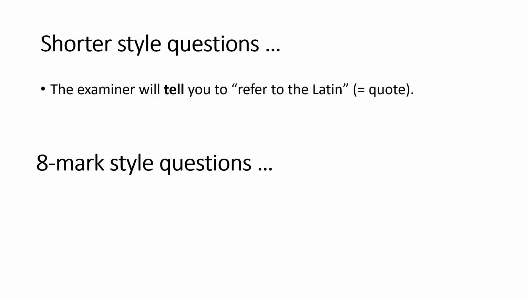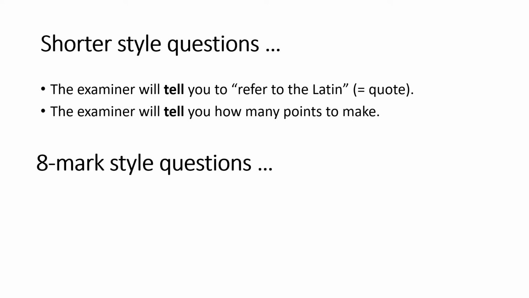As you probably know, in the GCSE exam there will be shorter answer style questions, usually worth 4 marks, and they will indicate to you that you must refer to the Latin. That's a really key indicator that you are in a style question. Remember, that means you must write the Latin down. You must quote it. And the examiner will tell you how many points to make. So for example, in a 4-mark question, he'll say you should make 2 points. Generally speaking, you more or less get a point for picking a sensible bit of the Latin and a point for saying something sensible about it.